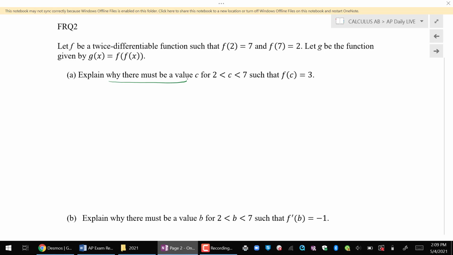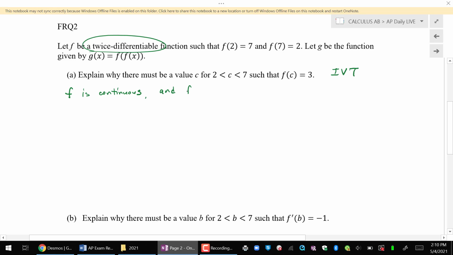So let's think about what theorem might help me prove that f of c is going to actually equal 3. Well, notice that f of 2 is equal to 7. F of 7 is equal to 2. At some point, if we have a continuous function, the function must have hit 3. And so that is beginning to sound like the Intermediate Value Theorem, IVT. But I can't use that unless I know that the function is continuous. Well, notice this. F is a twice differentiable function, and differentiability implies continuity. So f is continuous. F is differentiable and therefore continuous.